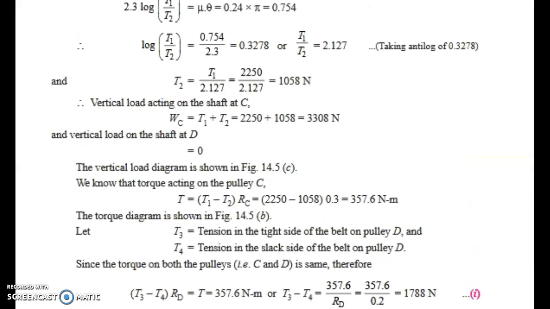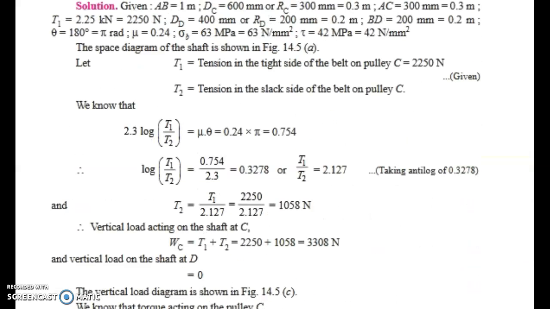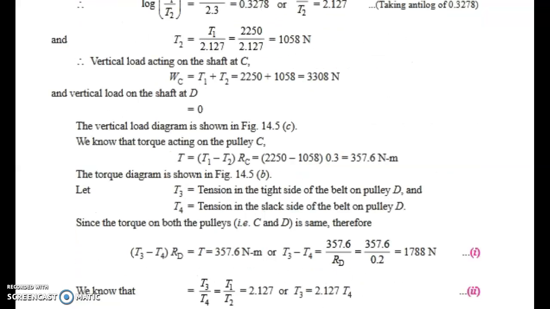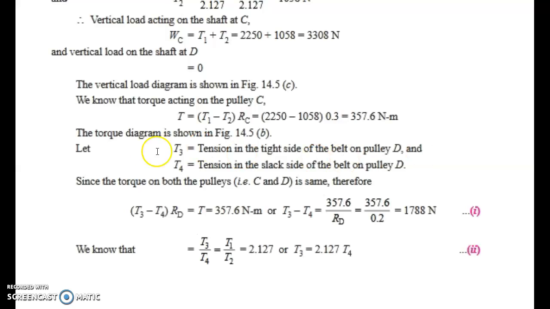Then next we can go for the horizontal load. Using this equation, that is in the question they are given that the torque acting on the pulley C, T is equal to (T1 minus T2) into RC. What is the value of T1?